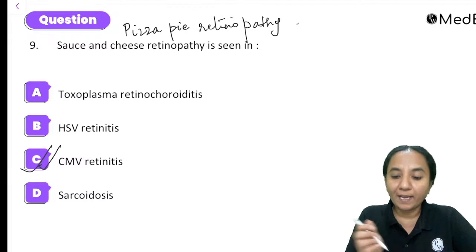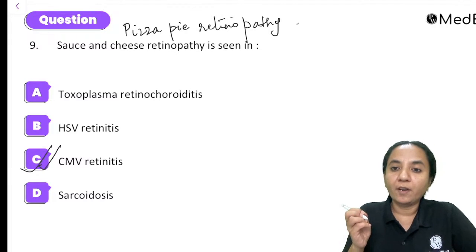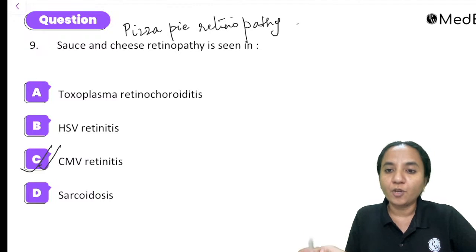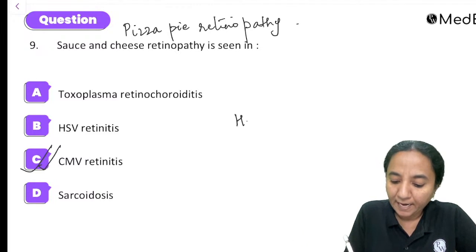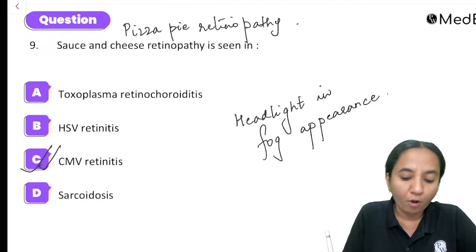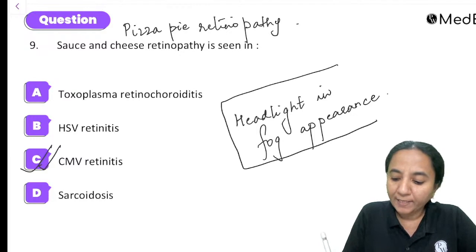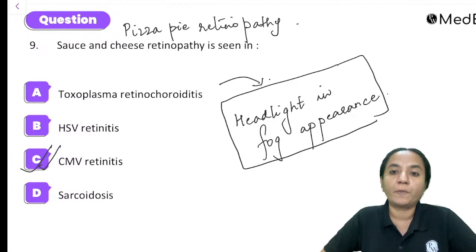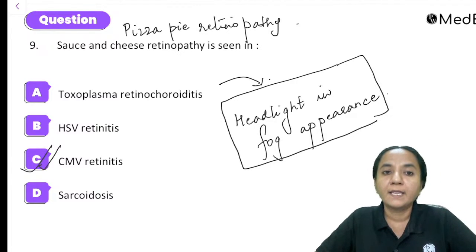Okay. Another one-liner, let me tell you, infection with which organism is typically described as headlight in fog appearance? Headlight in fog appearance, this is the typical description of toxoplasma retinochoroiditis. So toxoplasmosis or toxoplasma retinochoroiditis, this is typically described as headlight in fog appearance.